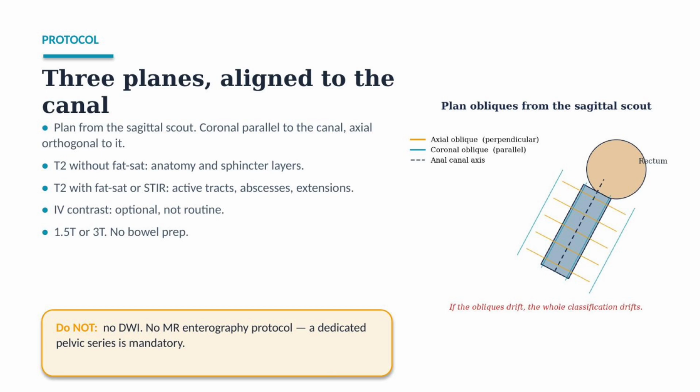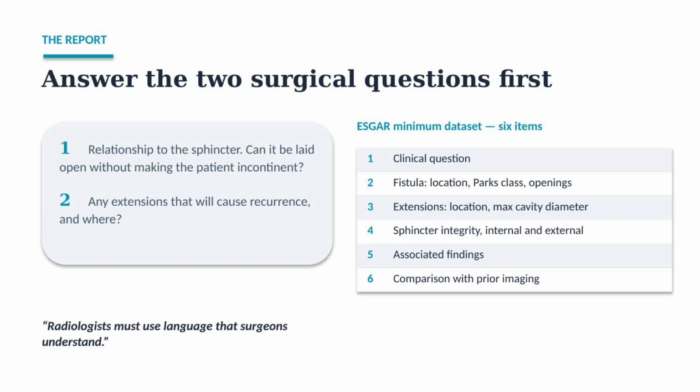Coverage matters more than you think. The sagittal must reach both pelvic sidewalls. The axial obliques must include the full sphincter, the anorectal junction, and a few sections above. Cover only the sphincter and you will miss supralevator disease. Extend the field of view live if the disease looks more extensive than the request suggested.